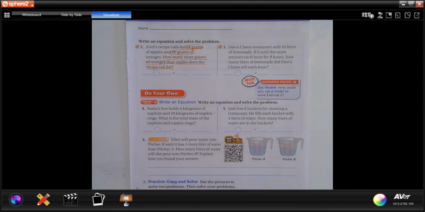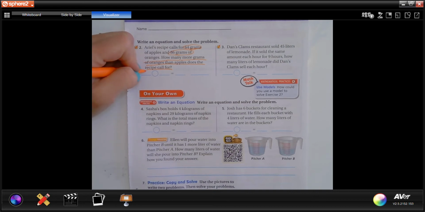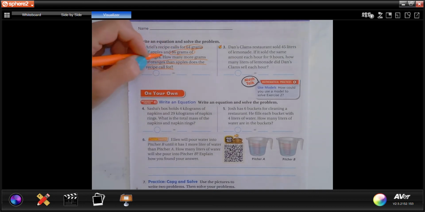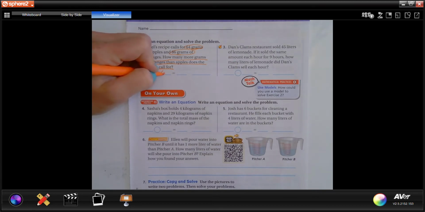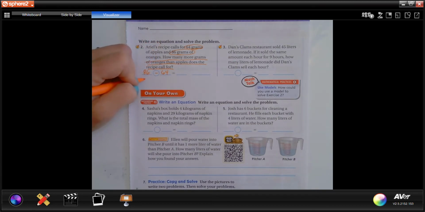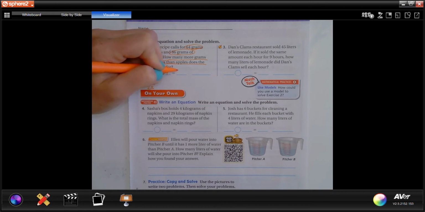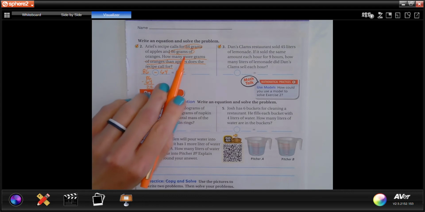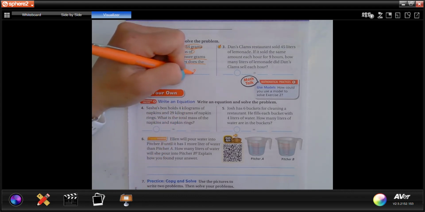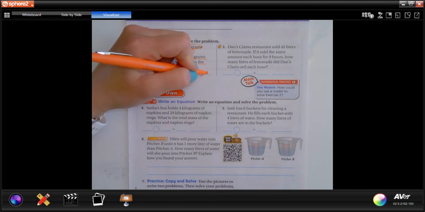So we need to find out how many more oranges than apples. So we know that we have to subtract the apples from the oranges. So 86 minus 64. 6 minus 4 is 2. 8 minus 6 is 2. So the answer is 22. So we're going to label this, and we're working with grams. 22 grams.